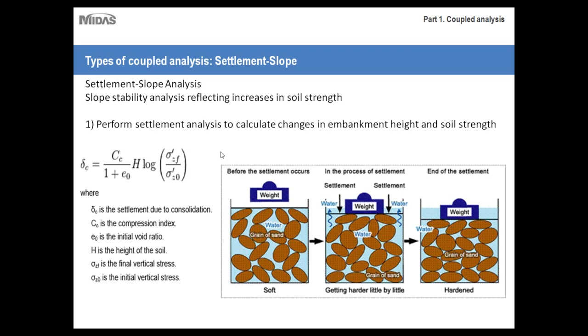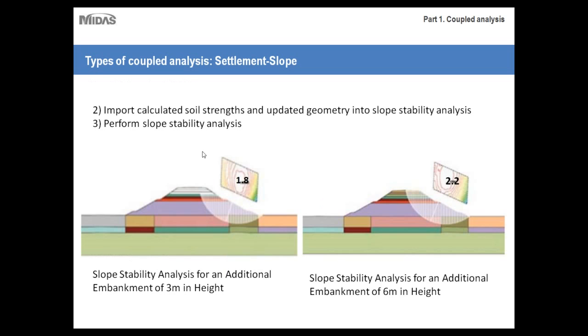Anyway, for this type of analysis, first and foremost, you'd run your settlement analysis to see how the strength of your clay as well as the geometry of your project itself would change over time. And then afterwards, you would import those soil strength results and the updated geometry into your slope stability analysis. And then, depending on the scope of your project, you would maybe adjust the height of your embankment according to your needs.